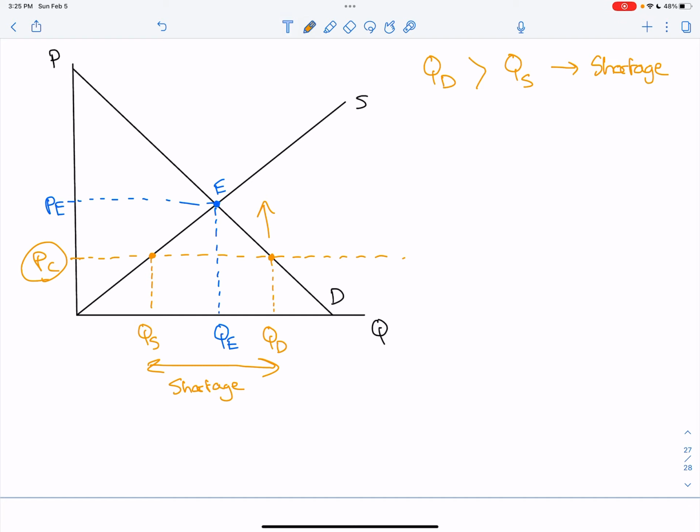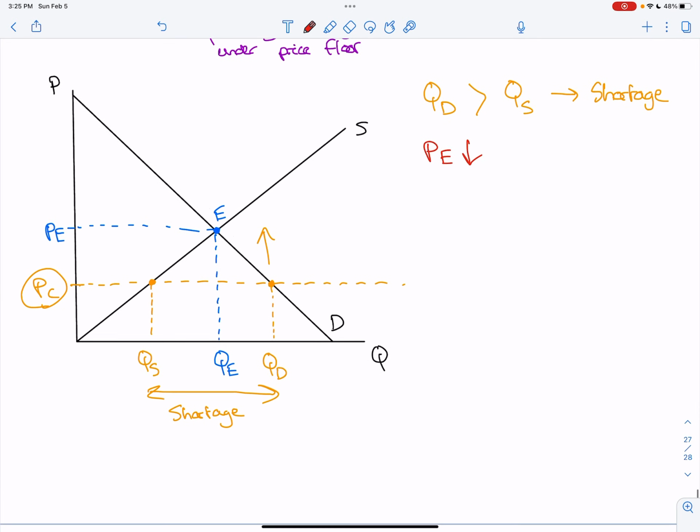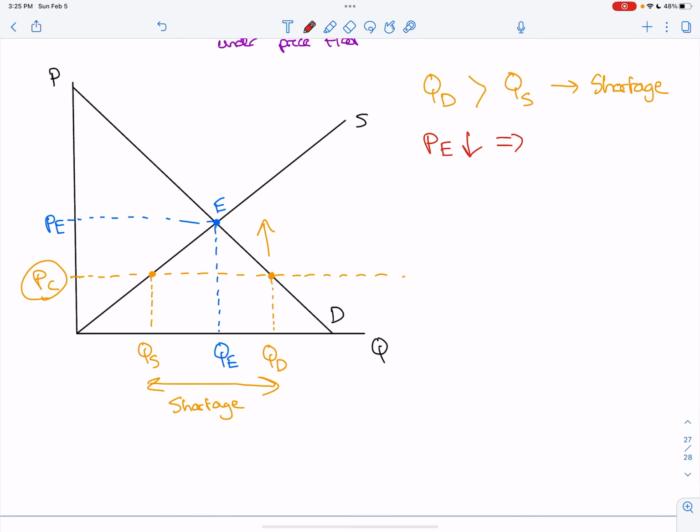So what happens to prices? Well, from our equilibrium price, prices will fall, right? Until PC. Okay, so PC will be our new effective price.